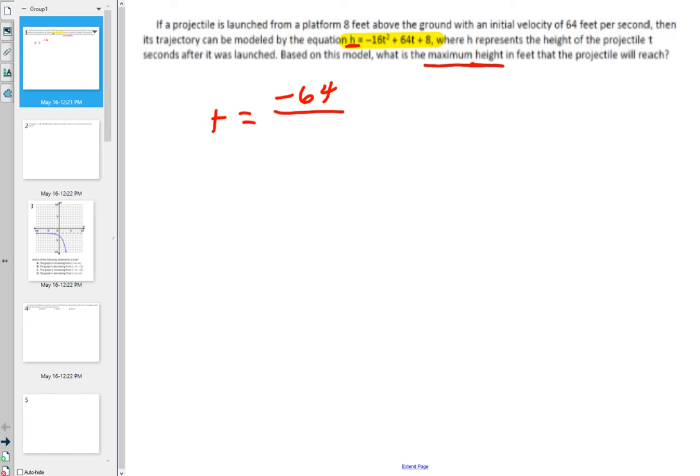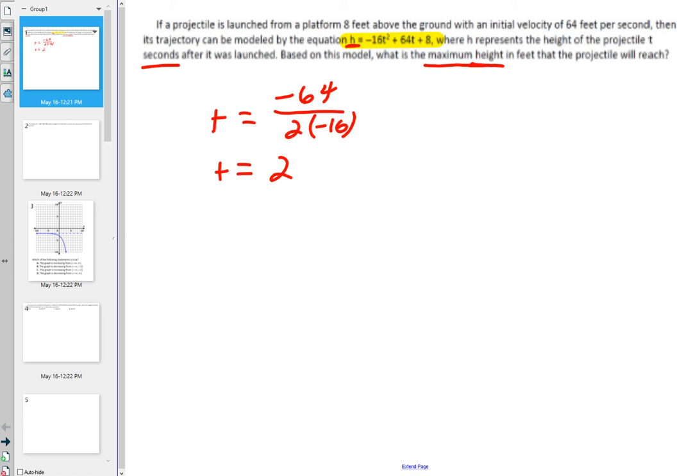Negative B over 2A. This does not show up on the reference sheet, so you're going to have to memorize this before you take the final. I'm hoping you have it memorized already. You'll see. That gives you 2. So it's going to take 2. Does it say what time is being measured in? Seconds. It's going to take 2 seconds.